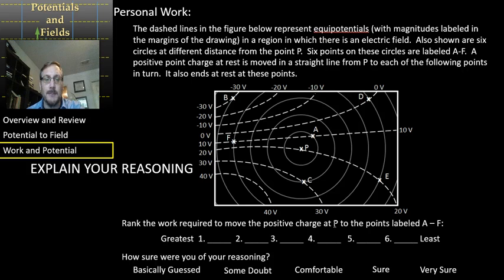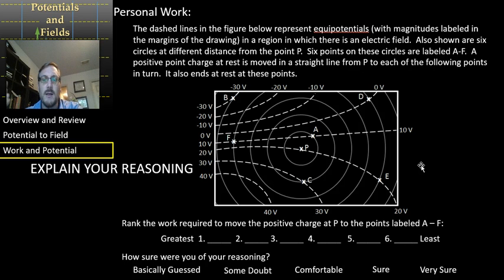I've got this field here in the white box, and in that field I've figured out what the potentials are. These dashed lines are equipotential lines from 40 volts down to minus 30 volts, and these circles are distances from this point P. P is where a positive charge is starting out. That's where he's sitting right now, and I'm going to move him around.